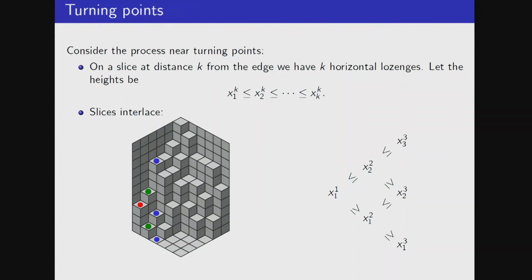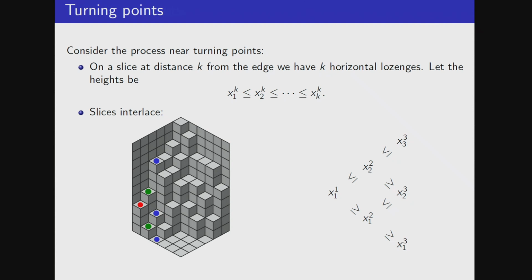Okay, so let's look at these turning points. In other words, we are looking at what's happening at this edge. Let's look at the first slice. You can tell from the geometry that there's only going to be one particle on the first slice, the red particle. On the second slice, there are exactly two particles, the two green particles, and the red one is always going to be in between the two green ones. On the third slice, there are three particles, the blue ones, and the green ones are going to be in between. And so on. The kth slice has exactly k particles, and the particles on the previous slice are in between. That's called interlacing.